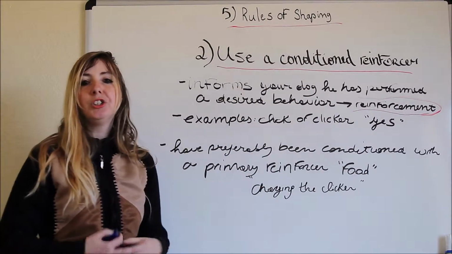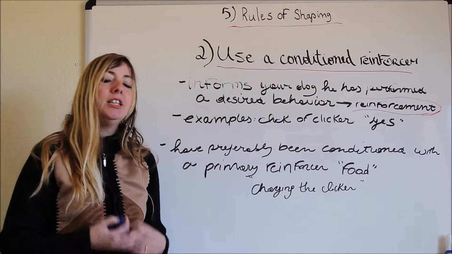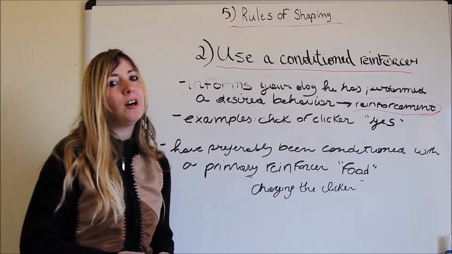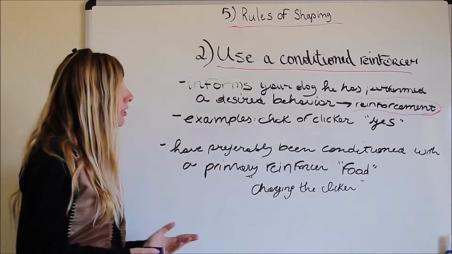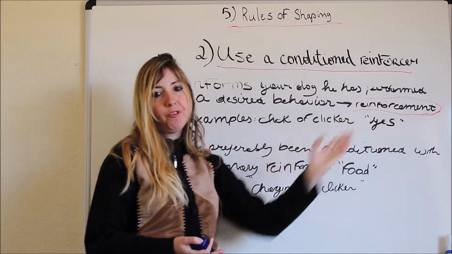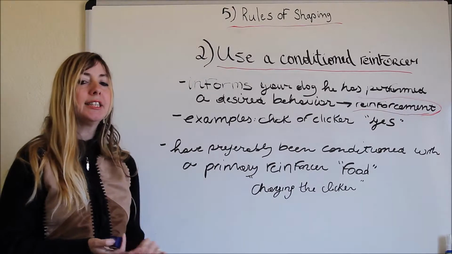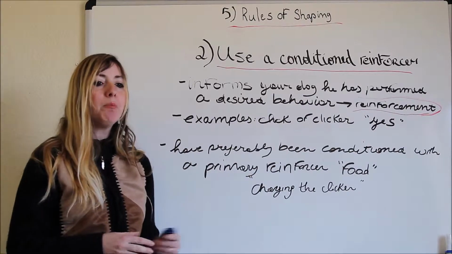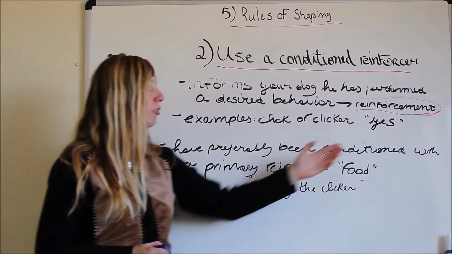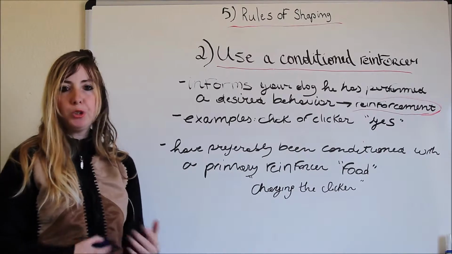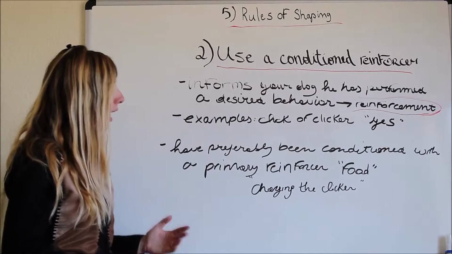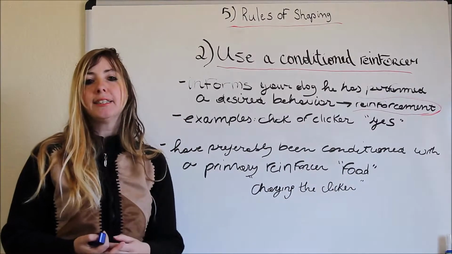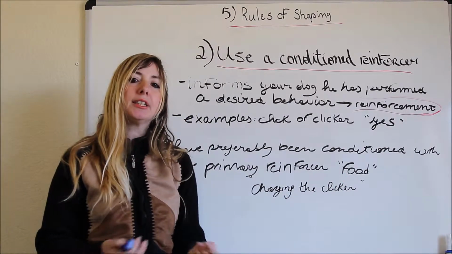Rule number 2, use a conditioned reinforcer. Why do we need a conditioned reinforcer in shaping? In shaping, we want to use a conditioned reinforcer because it helps us inform our dogs that they have performed a desired behavior that is going to generate reinforcement. What are some classical examples of conditioned reinforcers in dog training? A common example is the click of your clicker or your verbal marker "yes." Whichever you choose to use, make sure that you had it conditioned with a primary reinforcer, food, in a process that is known as charging the clicker.